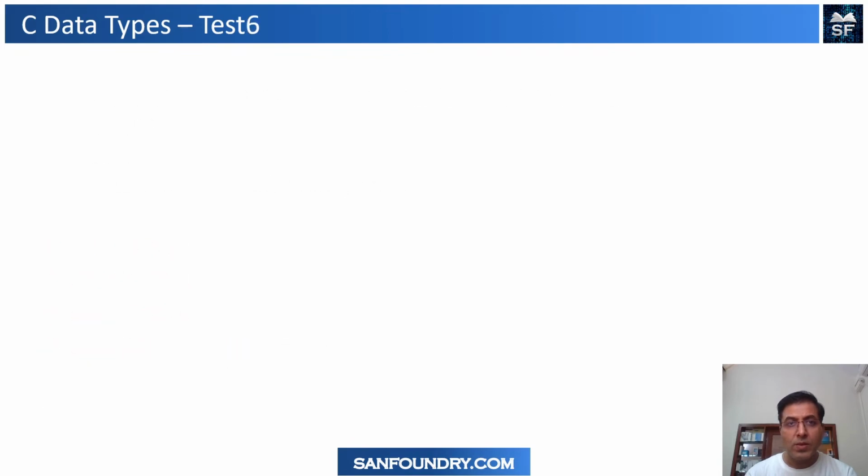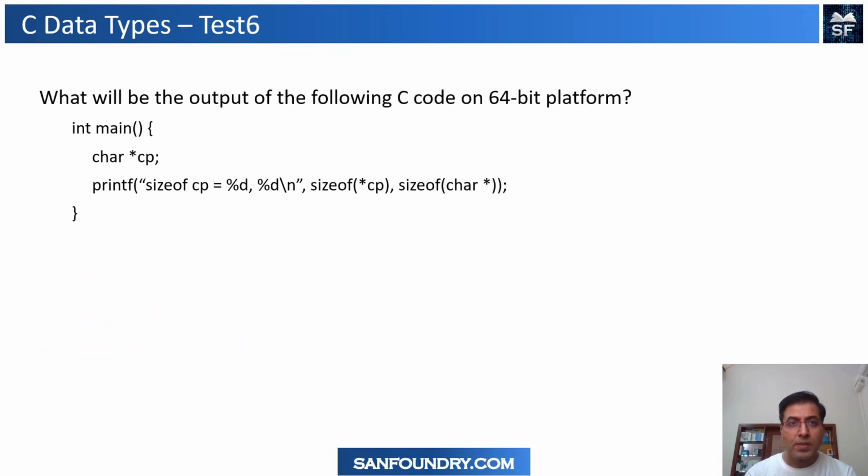Let's move on to the next one. What will be the output of the following C code again on a 64-bit platform? Now here we are taking some pointers, right? So we are talking about a pointer here. The cp is a character pointer, and then we are displaying the values of sizeof(*p) and sizeof(char *).